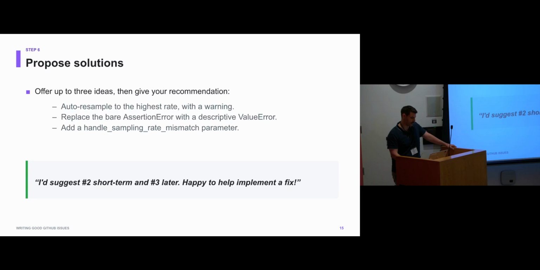I think the most complete way to work with this is to offer three ideas of how it could be solved and then make your recommendation about which one you would prefer, right? That gives the developers a lot to work with. So you could say, one is you could auto resample, two is you could do an assertion error or a value error, and three is you can have a sampling rate mismatch parameter. And then I would say in the issue, I'd suggest number 2 short term, and number 3 later, happy to help implement a fix.